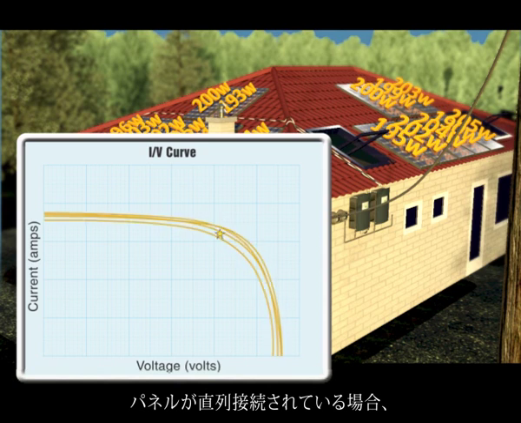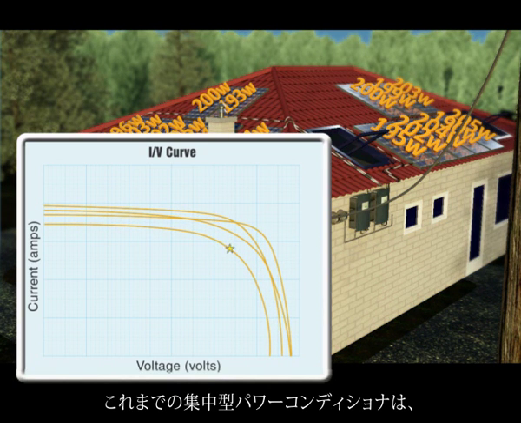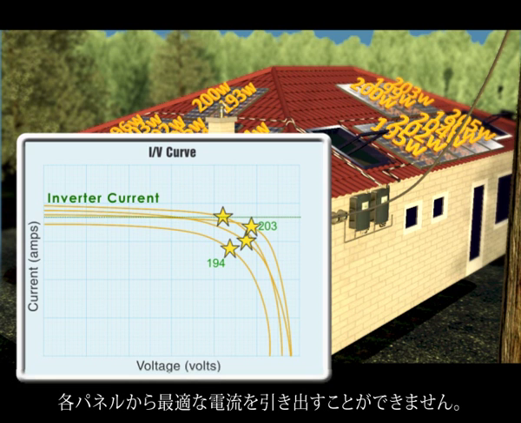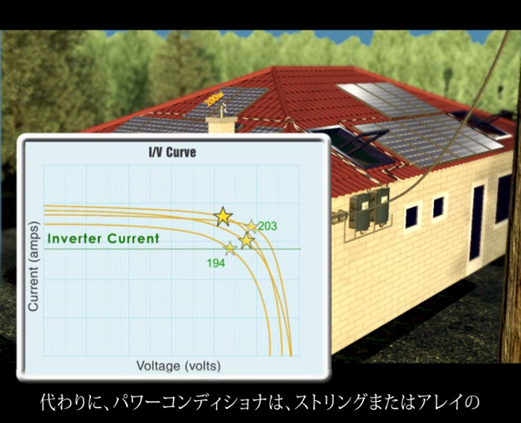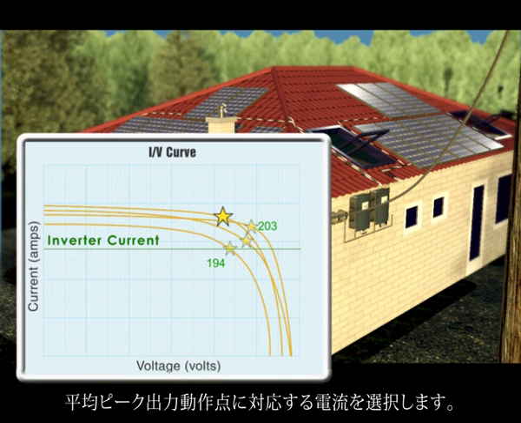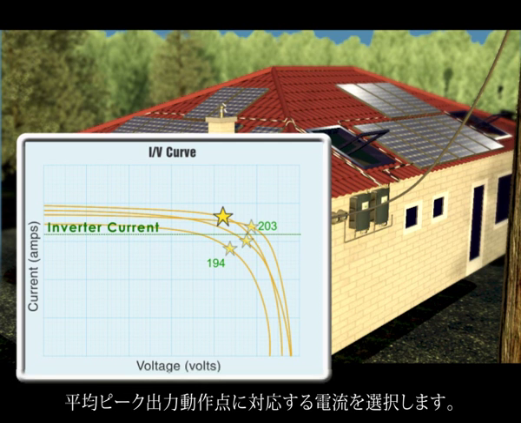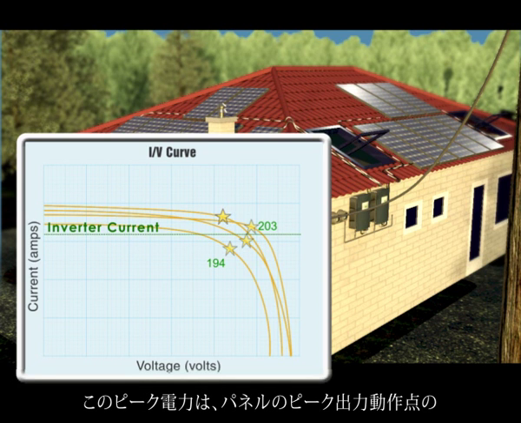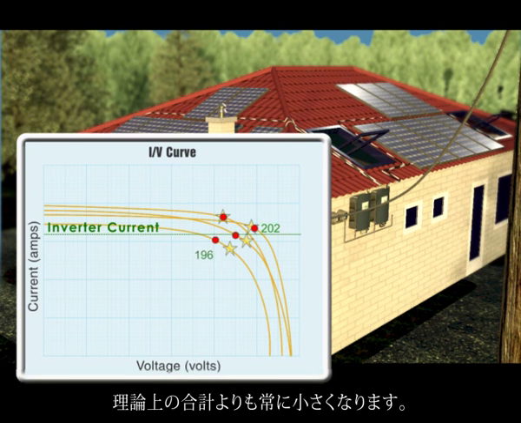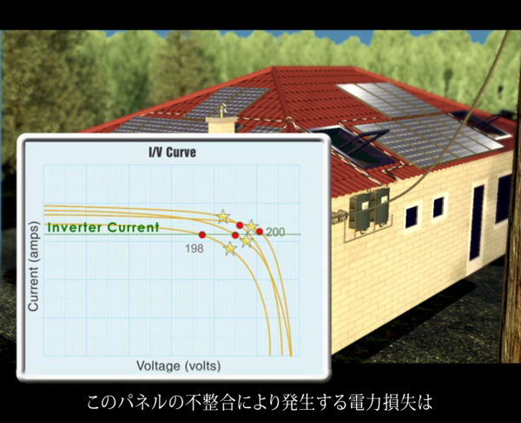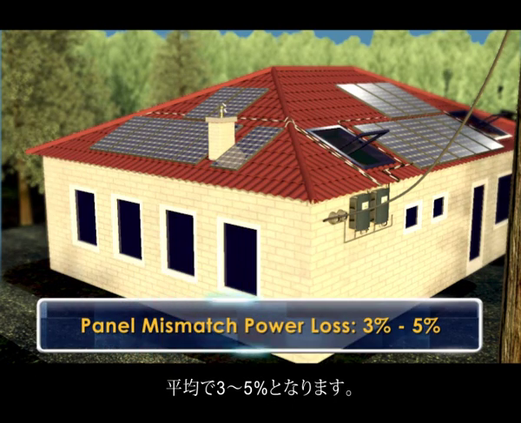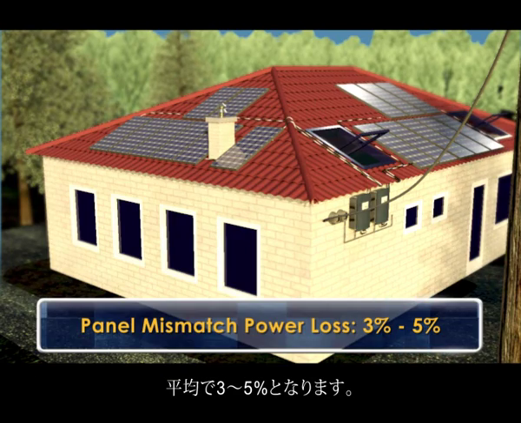When several panels are connected in series, traditional centralized inverters cannot draw the optimal current from each panel. Instead, the inverter selects the current that gives the average peak power point of the string or the array. This peak power is always less than the theoretical sum of the individual peak power points of every panel. The power loss resulting from this panel mismatch amounts to 3 to 5% on average.